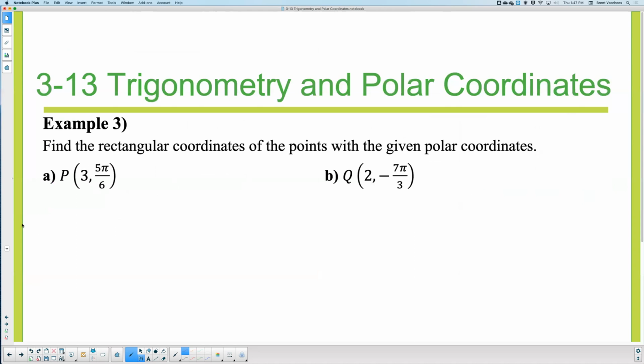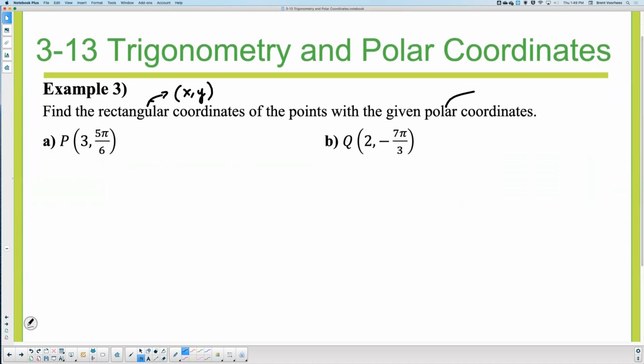What we're going to do here is find the rectangular coordinates. Let's pause. What does it mean to be rectangular? That means find the x and y coordinates for the points given by these polar coordinates. So if it's polar, what does it mean it's given to you as? R theta. Okay, so how do I get my value x? What was the formula? X is equal to r cosine theta, and what was y equal to? R sine theta. Okay, good.